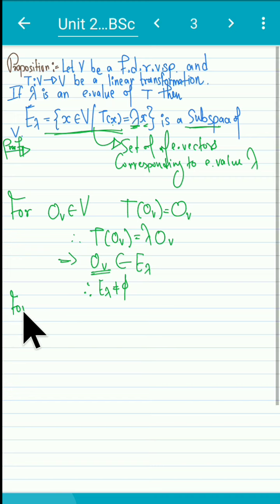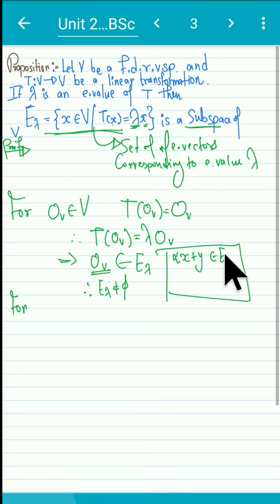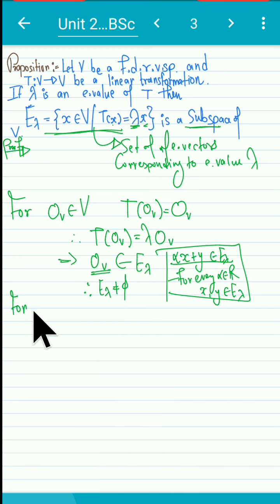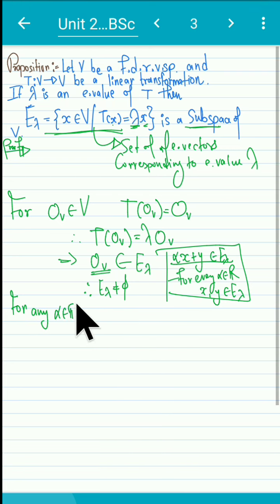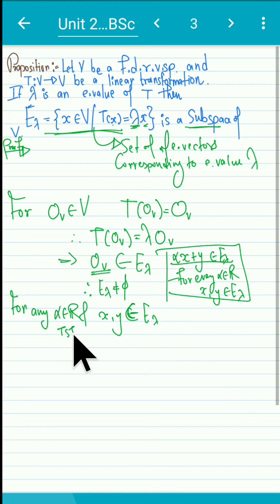Now what will I do? I want to prove it is a vector space. So, for the condition of the vector space, I'll consider alpha times x plus y being an element of E lambda for every alpha inside R and x, y inside E lambda, right? So my claim is nothing but this. I will consider this and I will prove this, right? I hope you have remembered this. So for any alpha inside R and x, y belonging to E of lambda, I need to show that my alpha x plus y is an element of E lambda.